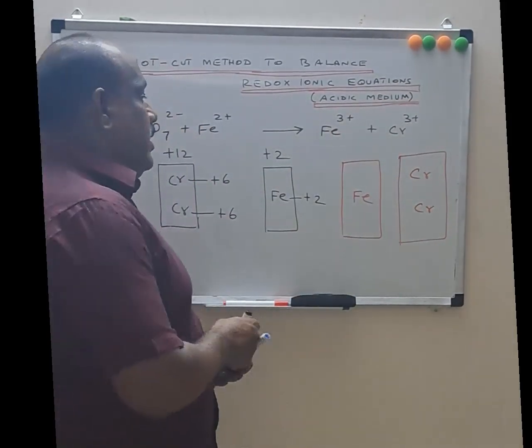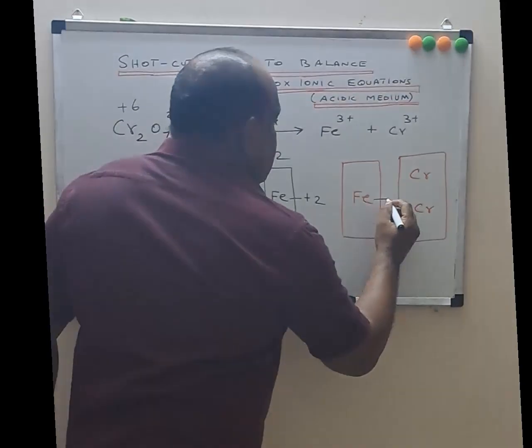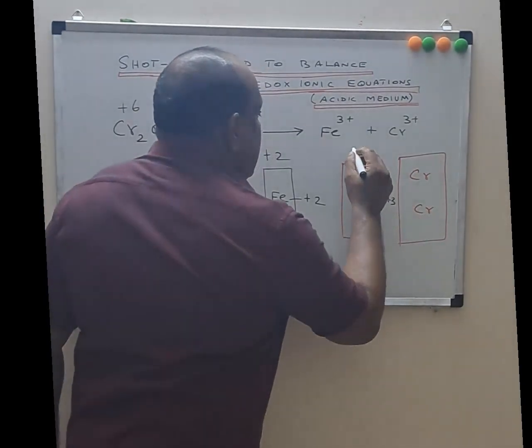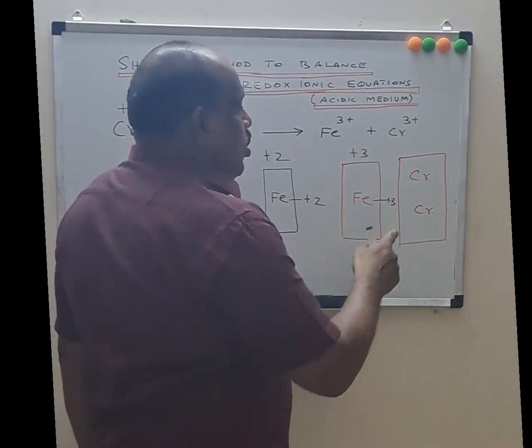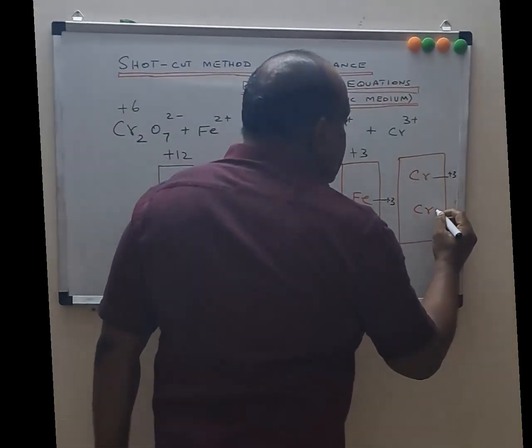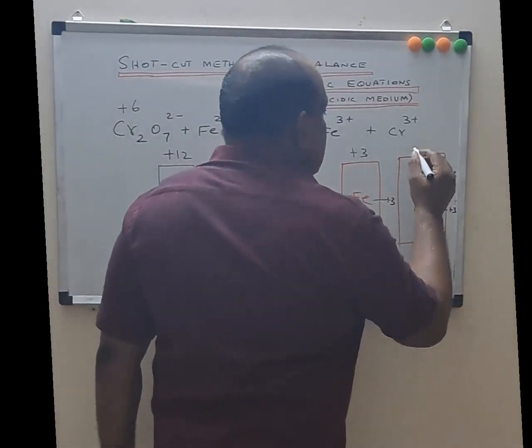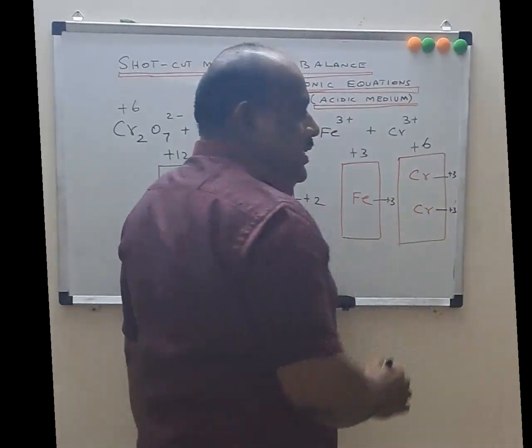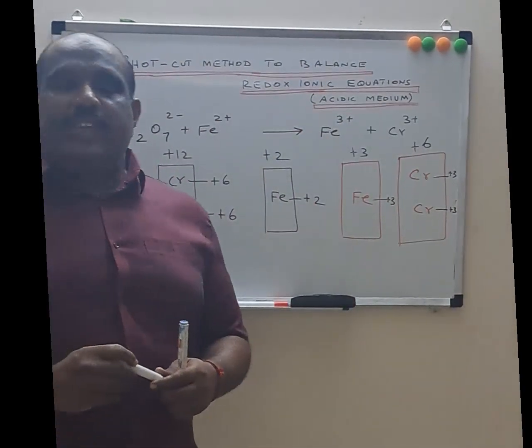So we can see here the iron is having a plus 3. So it is plus 3. Here the chromium is having what? Plus 3. So one chromium is having plus 3. This chromium is also having what? Plus 3. So the total charge is what? Plus 6. So it's very simple.